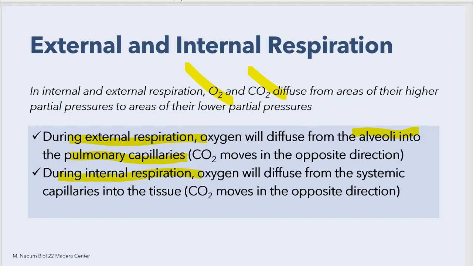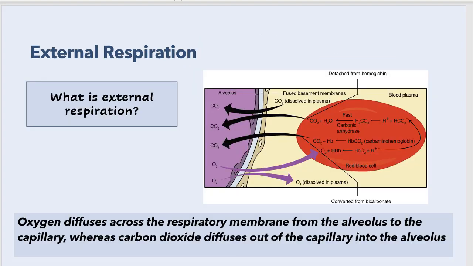In internal respiration, we're talking about the movement of these gases between the cells, so the tissues of the body, and the capillaries. This is when we deliver the blood to the tissue and the exchange occurs at the level of the cells. Take a look at the first one, external respiration. What is external respiration?